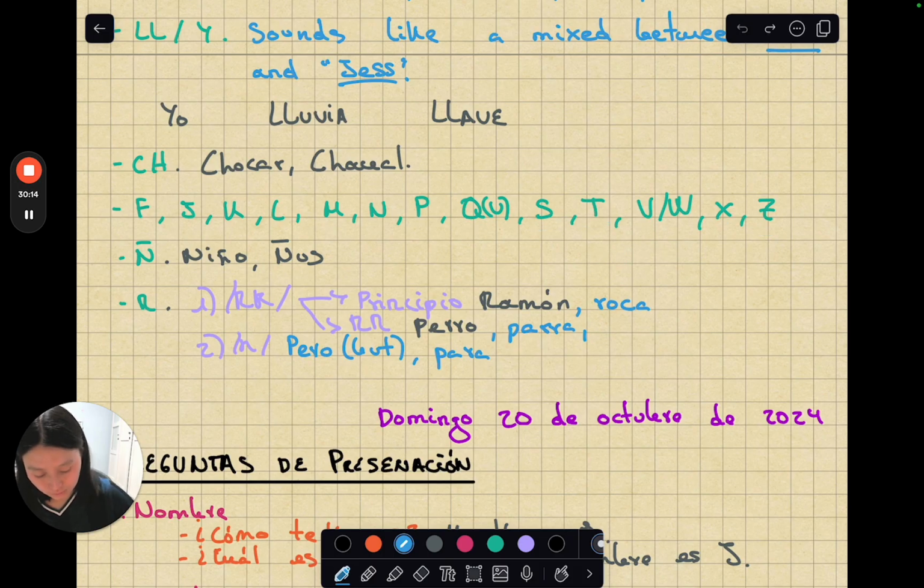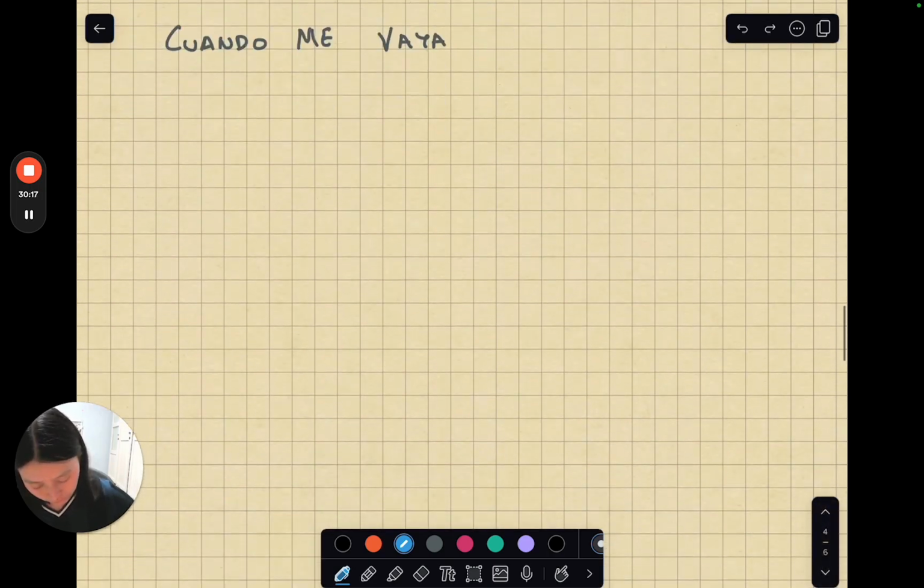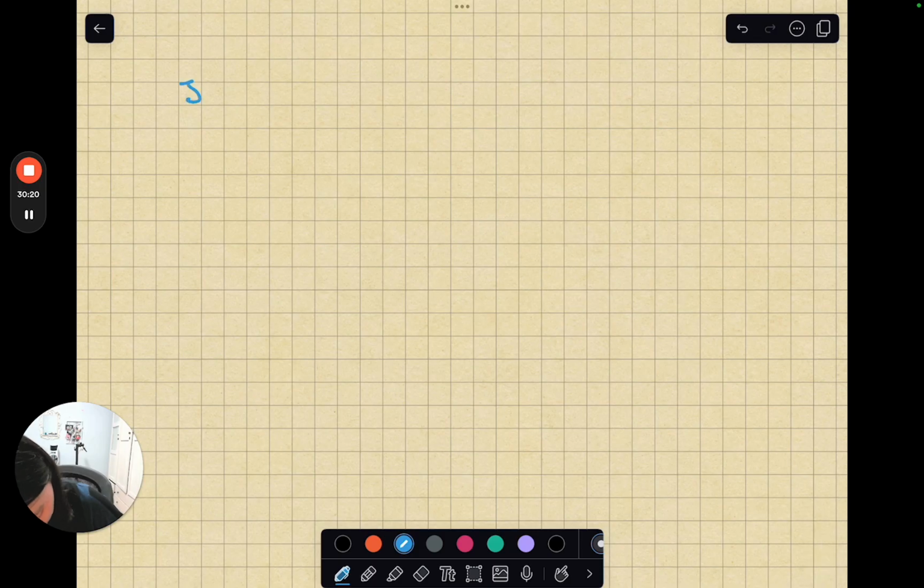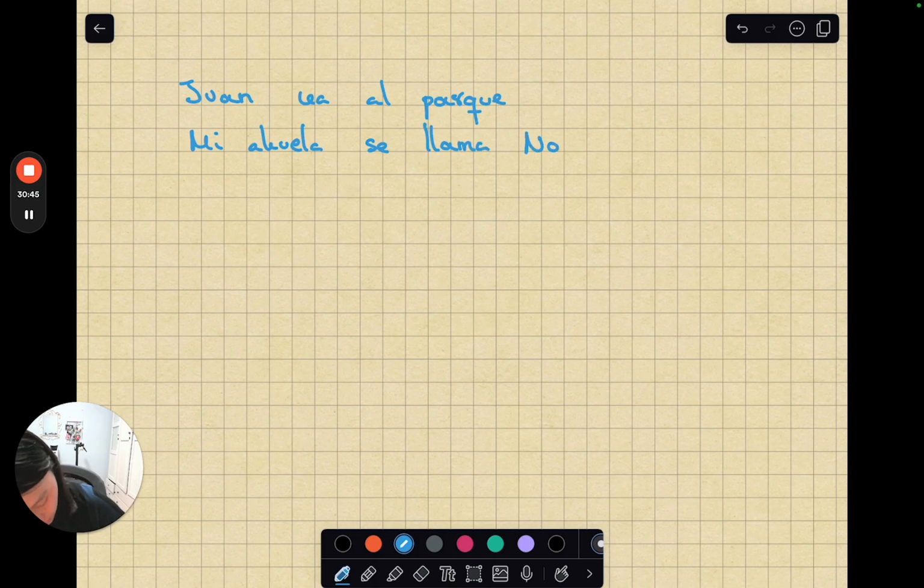Now we're going to do some practice. Okay? So let's say this sentence. Can you read this sentence, please? Read it. Exactly. Juan va al parque. Great. And this sentence? Great. Mi abuela se llama Noelia.